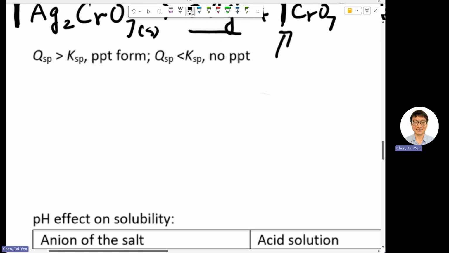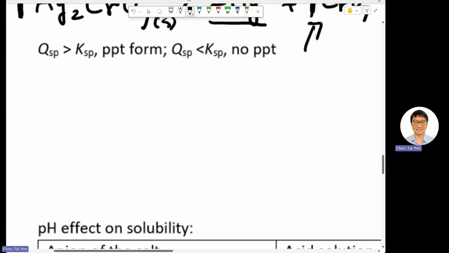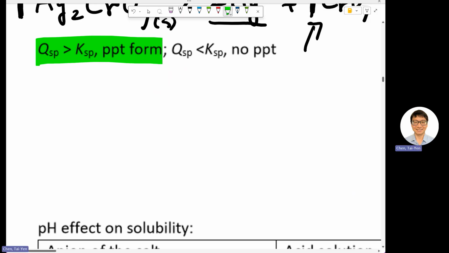And then the second type of question you're going to encounter in this chapter is going to ask you, is the precipitation going to form? Am I going to see a precipitate when I mix 2 soluble salts? So they're going to form an insoluble salt afterwards. So this statement here is always true. If your Qsp is larger than your Ksp, then precipitate will form.